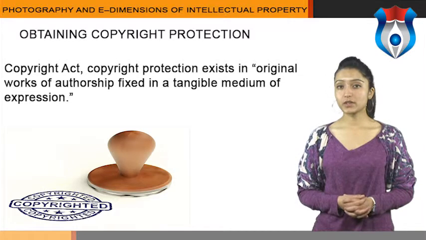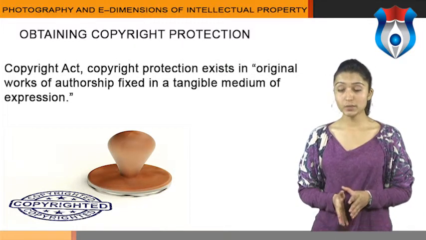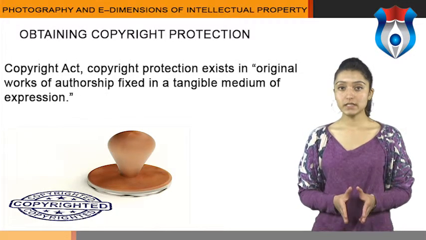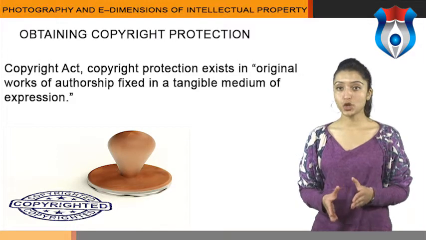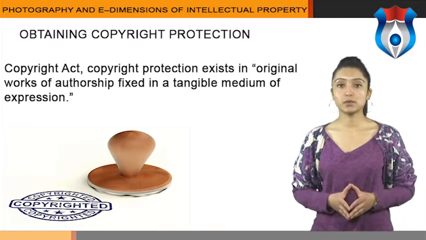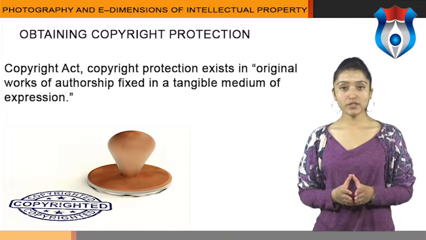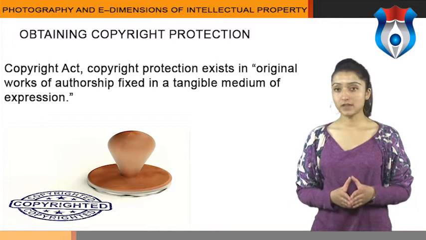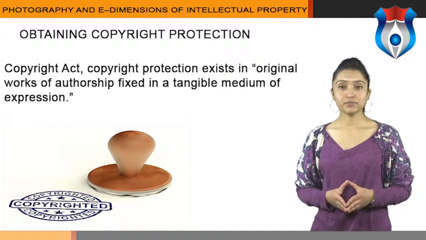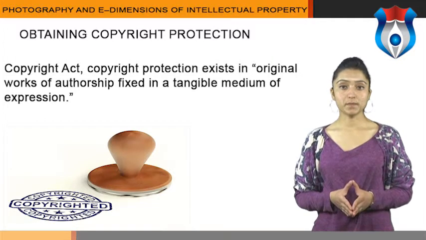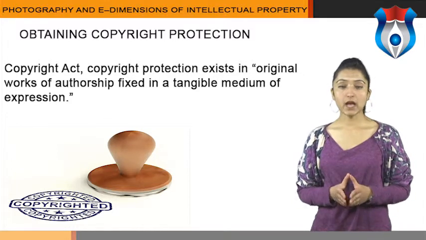Under the Copyright Act, copyright protection exists in original works of authorship fixed in a tangible medium of expression. The ease with which copyrights are secured under this definition has led to copyrights becoming the most widely available form of intellectual property protection. The discussion of the acquisition of copyright protection is divided into the following sections: originality requirement, works of authorship, fixation, automatic creation and compilations.